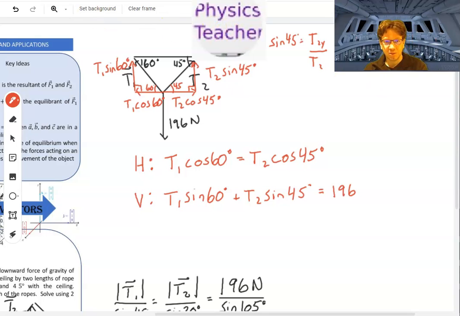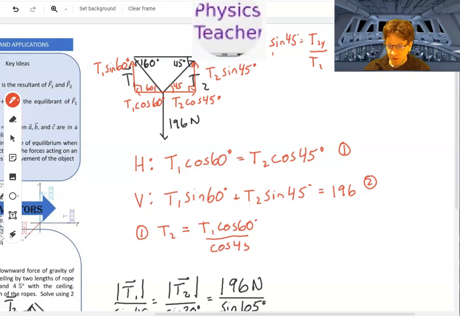Let me just pause. Okay, continuing from here, what we actually have are two equations with two unknowns, right, 1 and 2 and T1 and T2. So at this point, we're just going to solve two equations for two unknowns. So what I can do here is rearrange equation 1 to solve for T2. And I can say T2 equals T1 cos 60 divided by the cos of 45. And then I can substitute that into equation 2.